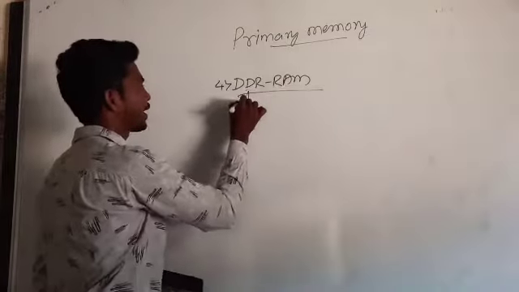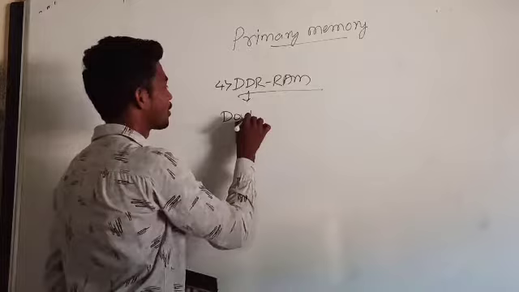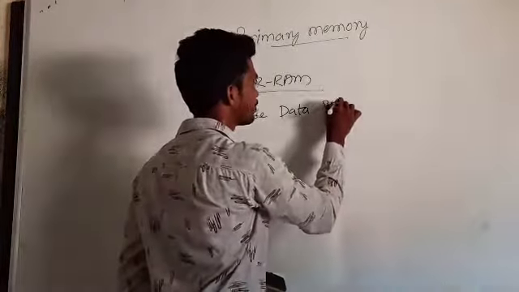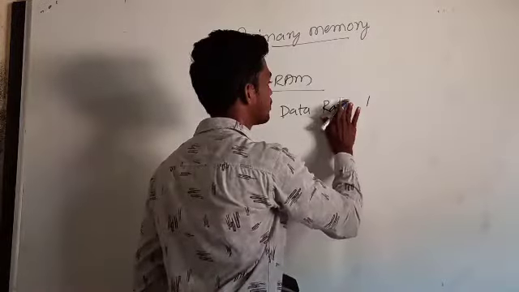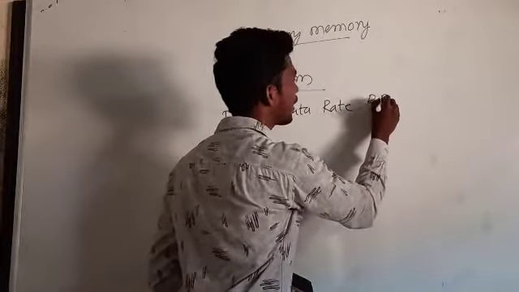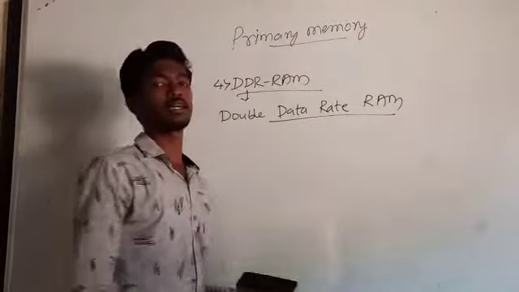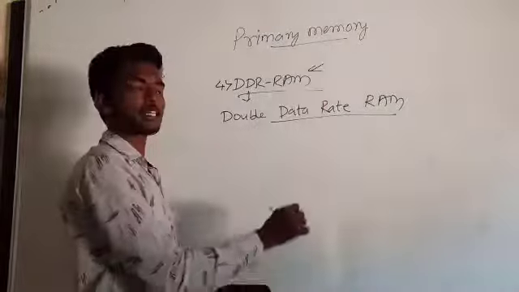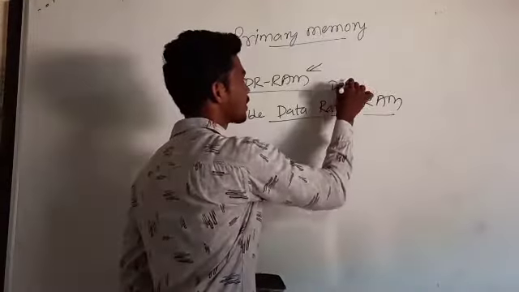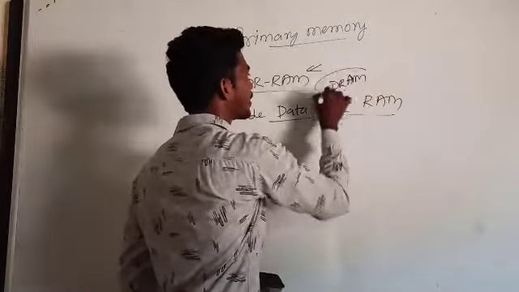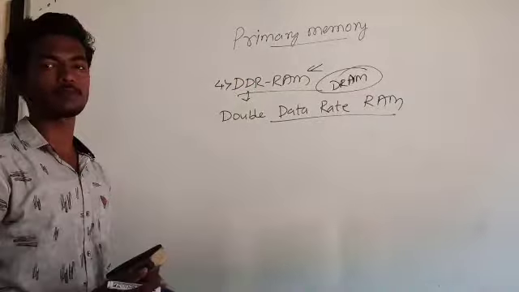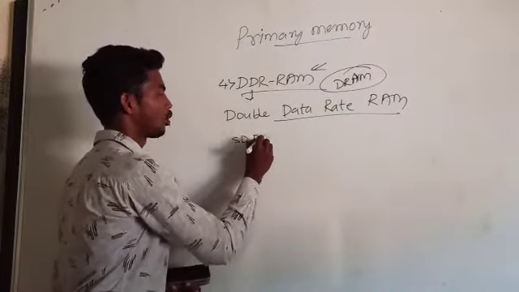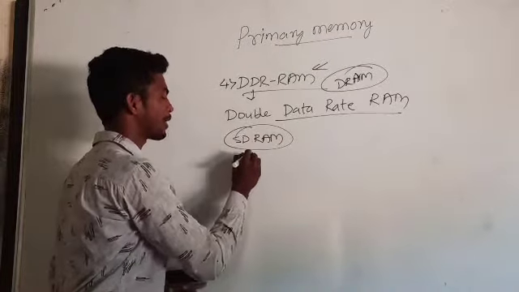Double data rate, expanded as double data rate random access memory. This is the same as a DRAM. Again, this works as a DRAM only, but the accessing speed of the data will be double compared to the SDRAM. The only thing is the accessing speed.